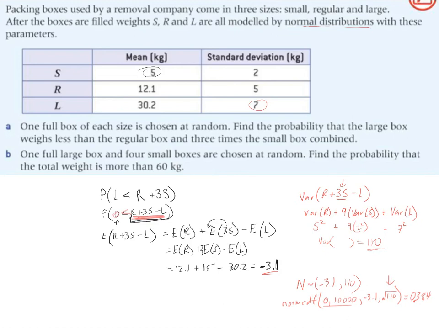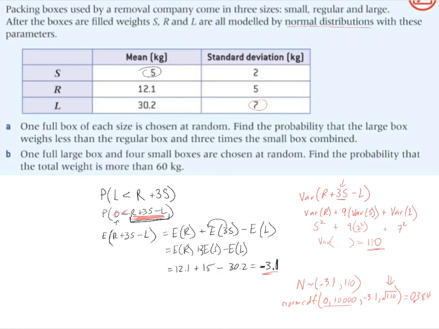All right, so now we will look at the next question, which is letter B, and it says 1 full large box and 4 full small boxes are chosen at random. Find the probability that the total weight is more than 60 kilograms.